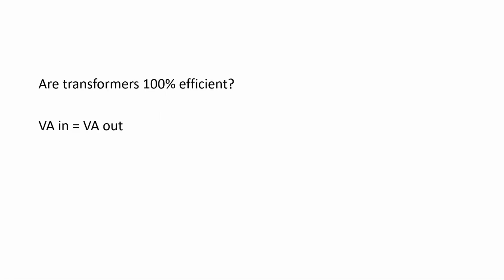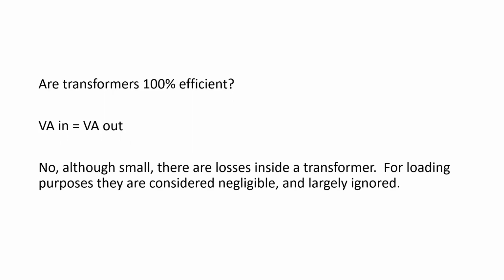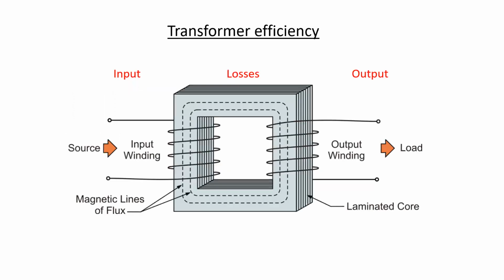So our transformer is 100% efficient. We've said in the past that VA in equals VA out of a transformer, but I think we can all appreciate that nothing is 100% efficient. So although small, there are losses inside a transformer, and for loading purposes, they are considered negligible and largely ignored, but they still exist, and we still need to have a basic understanding of how they affect the operation, and we'll look at them in further detail in a later presentation.